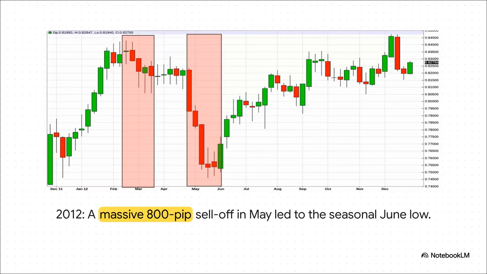Let's look at the very next year, 2012. Remember that sell-off we expected in May? Well, in 2012, it was an absolute monster. We're talking nearly an 800 pip drop. And where did it stop? Right in June, right where the seasonal map told us to look for a low. And just like the year before, that became the launchpad for another incredible rally.